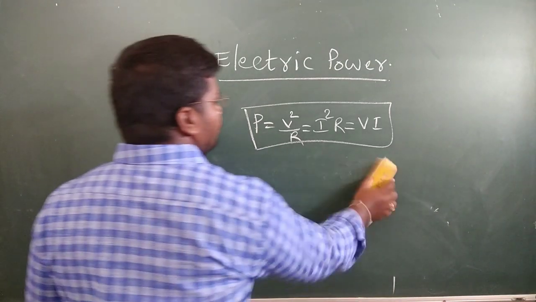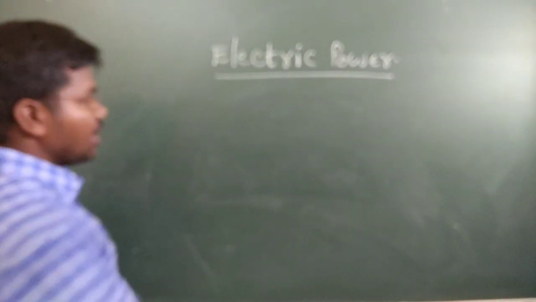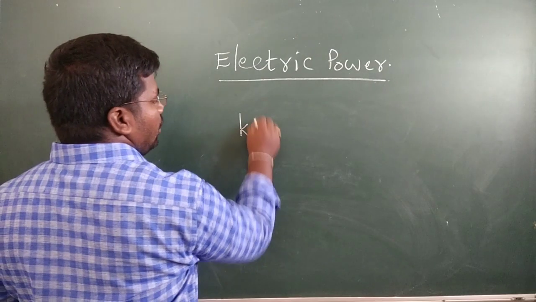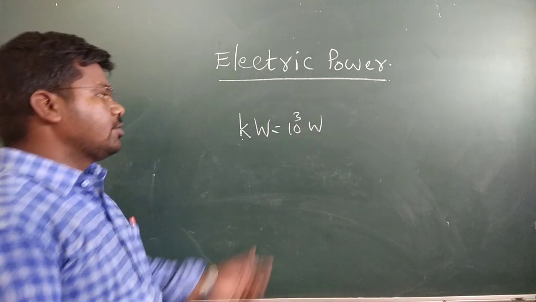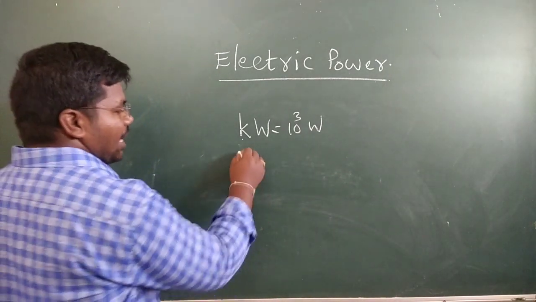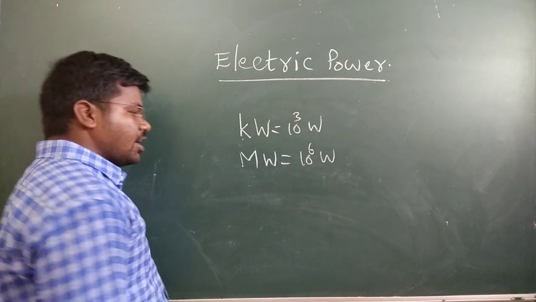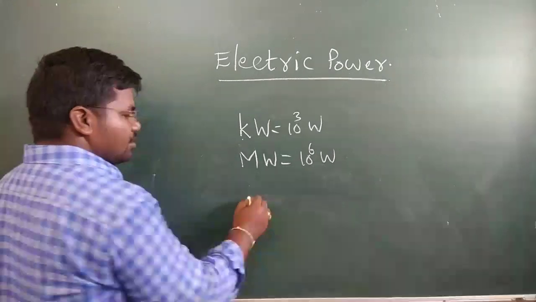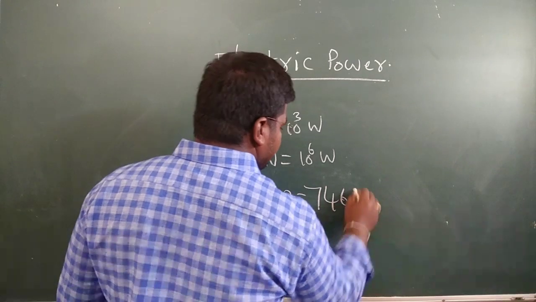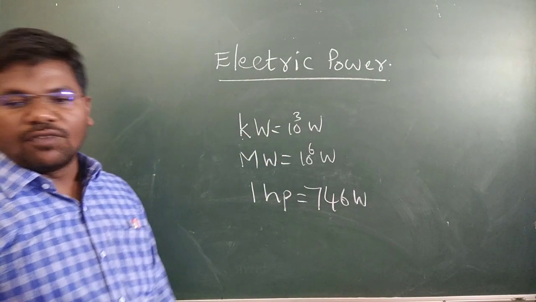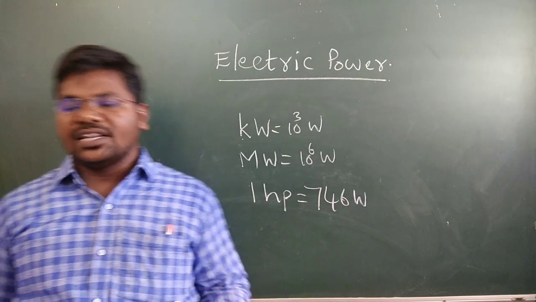Here we can have some multiple units. Kilowatt: kilo means 10 power 3, so 1 kilowatt is equal to 1000 watts. 1 megawatt is 10 power 6 watts. Another one, 1 horsepower is equal to 746 watts.